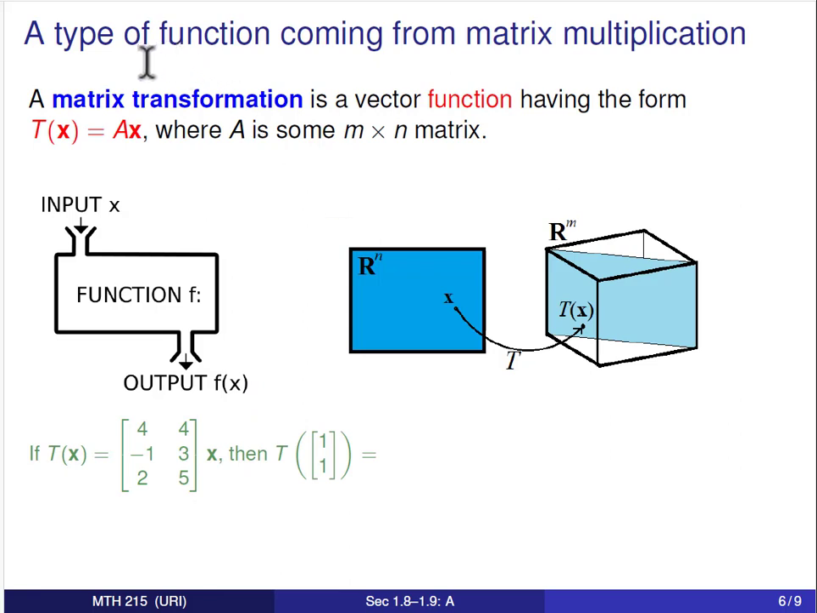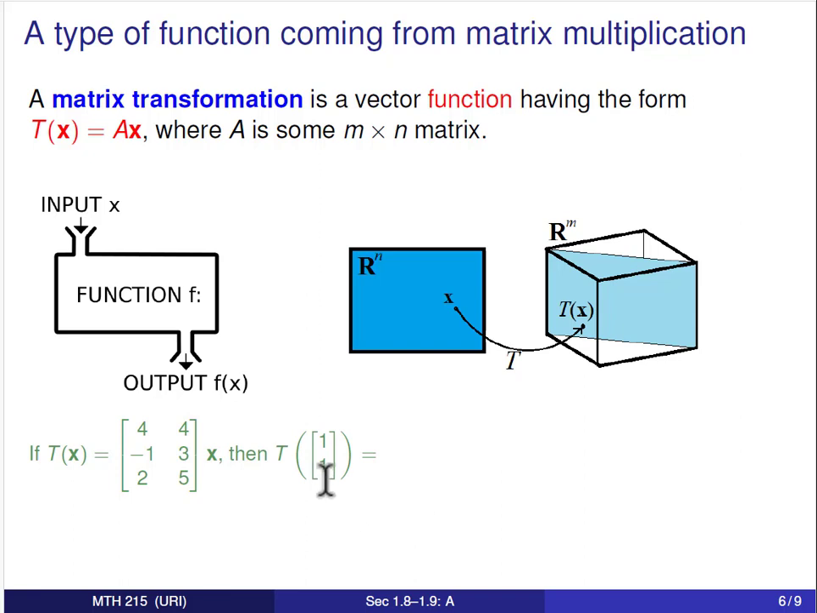And so here we're going to define a type of function coming from matrix multiplication. We will call it a matrix transformation. And a matrix transformation is any vector function having the form T(x) = Ax, where A is some m by n matrix. All right, so as an example here, down below, if T(x) is this matrix times x, then what I'm supposed to do is, if I have an input vector like (1, 1), multiply it onto that matrix, and whatever the answer is, this matrix times that vector, that will be the output for my matrix transformation.